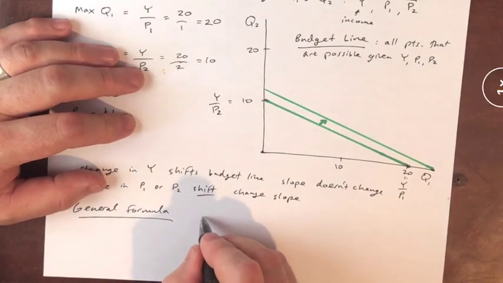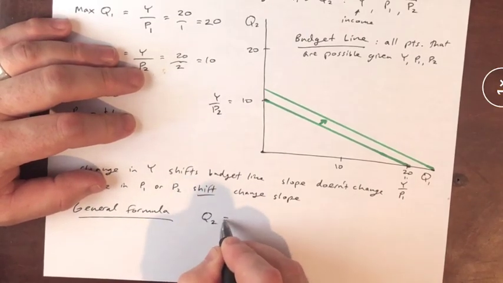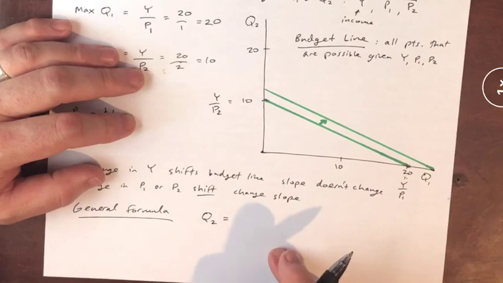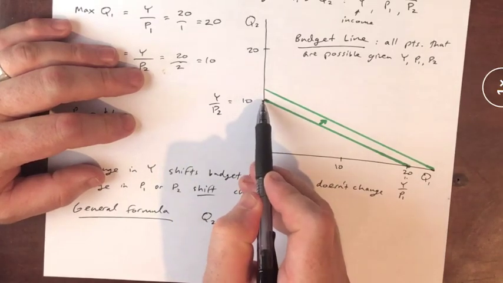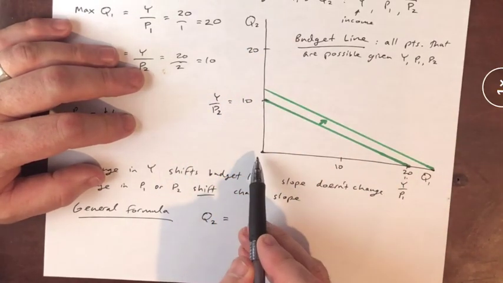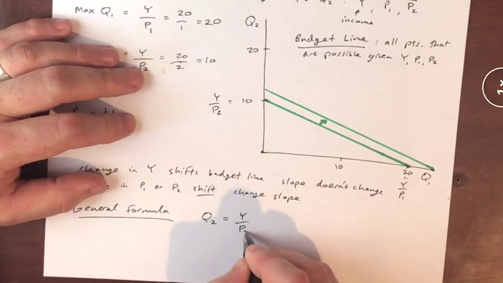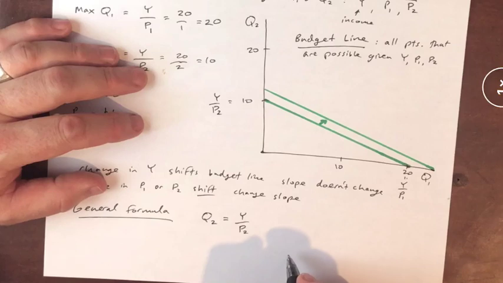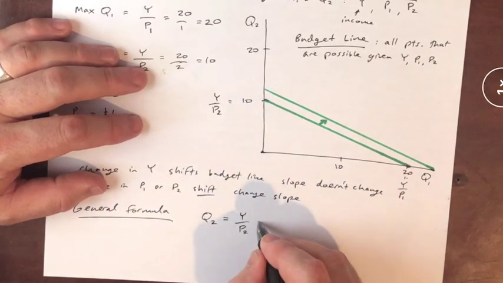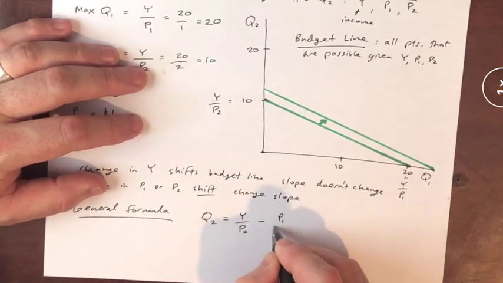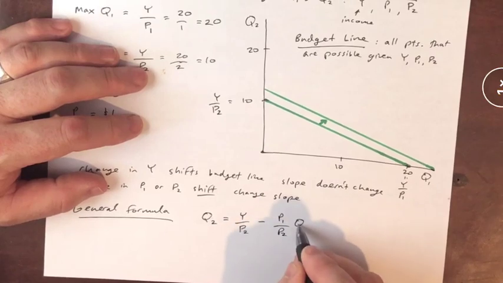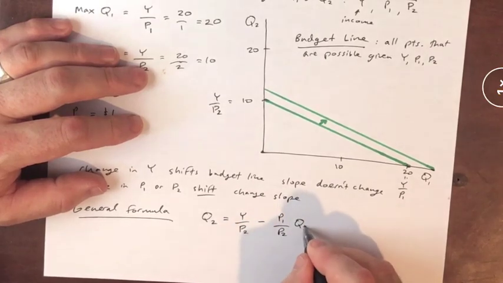So the general formula of the budget line: we're going to say Q2, and then we need the maximum over here, because this is like our y-intercept. So our maximum would be y over P2. Then we have y over P2 minus P1 over P2 times Q1.